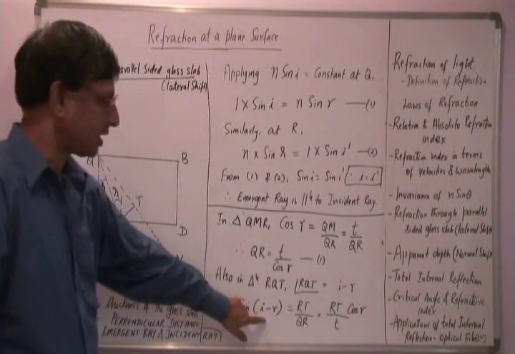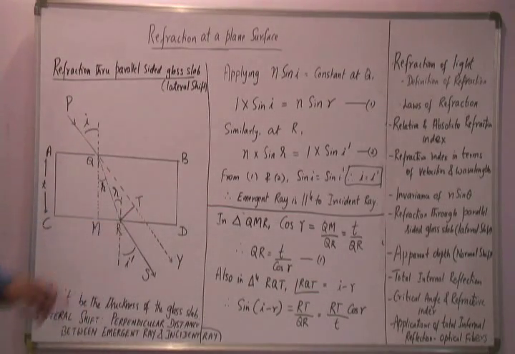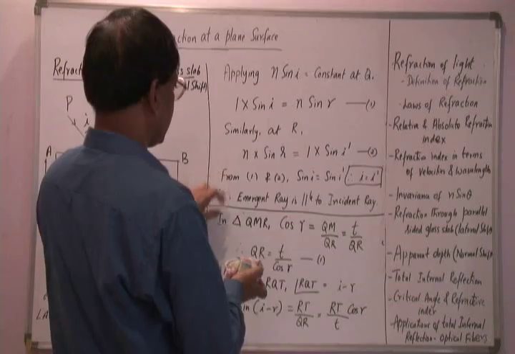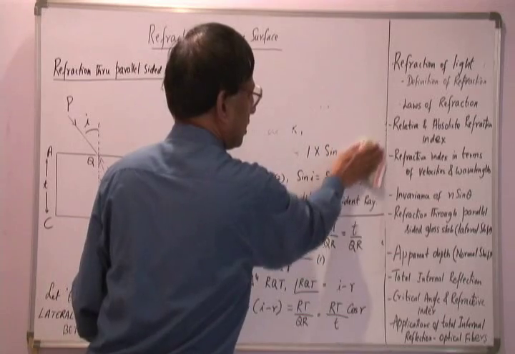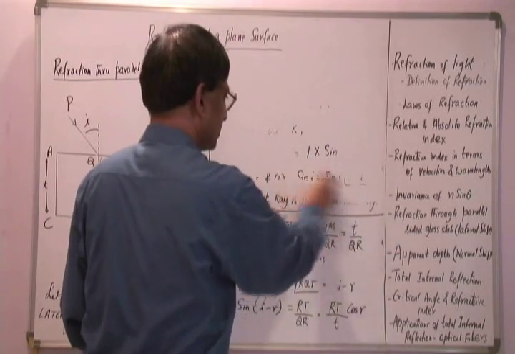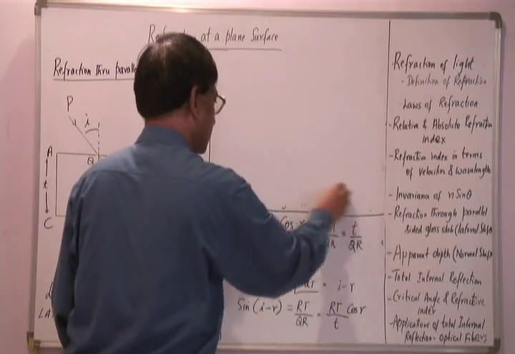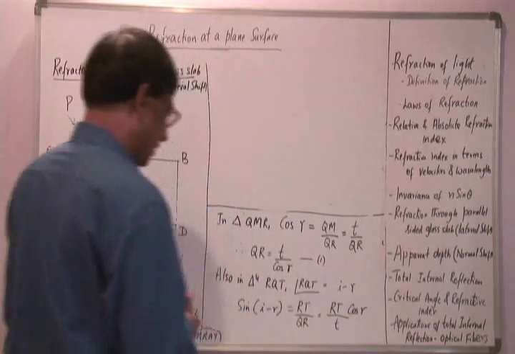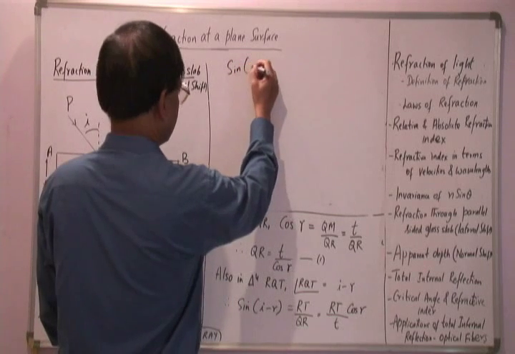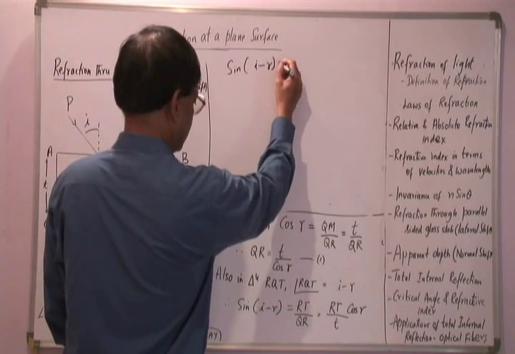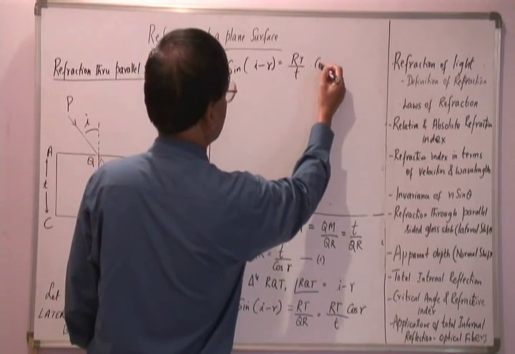So I have sin(i − r) equals RT divided by T into cos r. Our aim is to find the value for RT, which is the lateral shift. So I will erase this much on the board and continue from this expression onwards. Therefore, from here I have sin(i − r) equals RT divided by T into cos r.